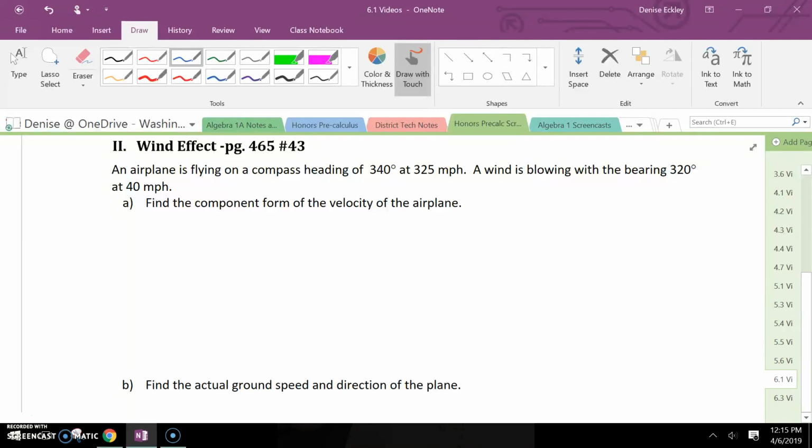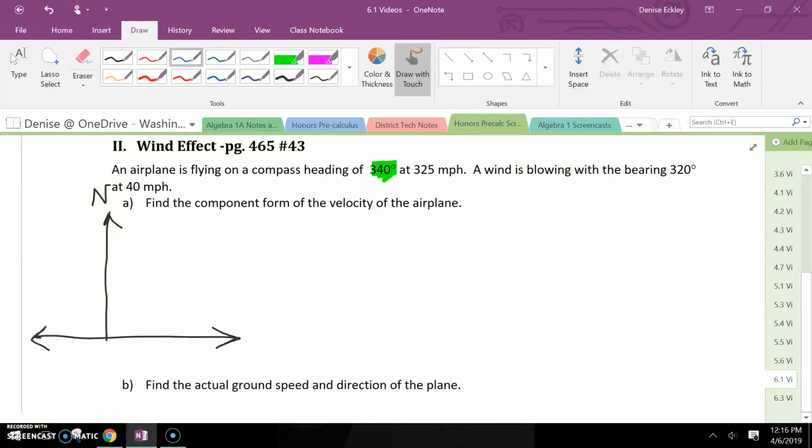So this problem is broken into two parts. We first want to find the component form of the velocity of the airplane, and along with that, we're going to have to find the component form of the wind. So let's start with part A, doing what we did with number 41. We're going to figure out where the airplane is, find its direction angle, and then find the component form, because we're already given the magnitude, the speed, so we just have to go from there.